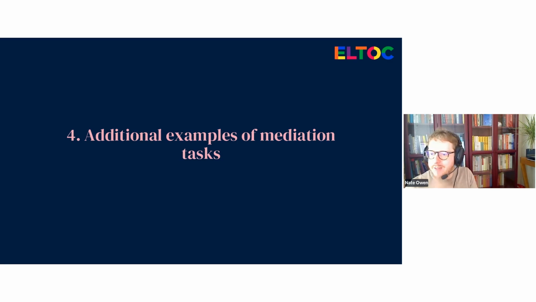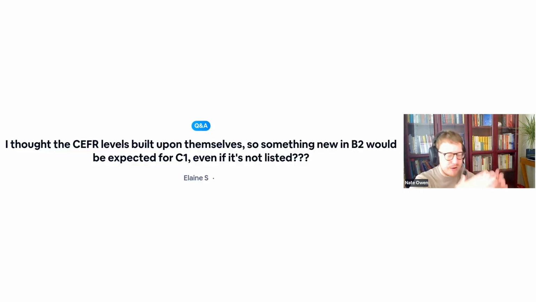Yeah, and then let's have a look. There's a couple of comments around the CFR. So the CFR levels build upon themselves. So something at B2 would not be expected for C1, even if it's listed. Well, yes, potentially that is possibly true. They are sort of pyramidal, if you like, so that everything that you should do at B2 is dependent on what you've built at B1 and below already. So there is an element of that.